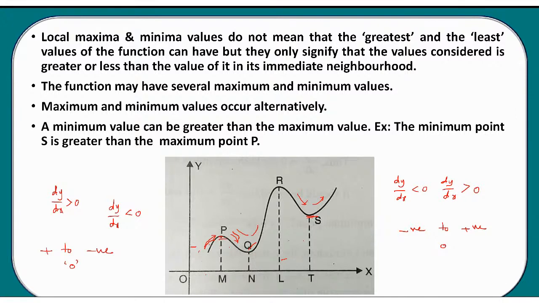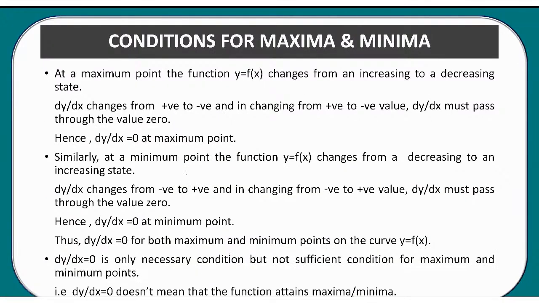Now the same thing we have noted down in the next slide here. So at a maximum point, the function y is equal to f of x changes from increasing state to decreasing state. That means dy by dx changes from positive to negative. In the process, dy by dx changing from positive to negative must pass through the value 0. So that means at dy by dx equal to 0, the function attains maximum. That means at dy by dx equal to 0, the point is a maximum point.